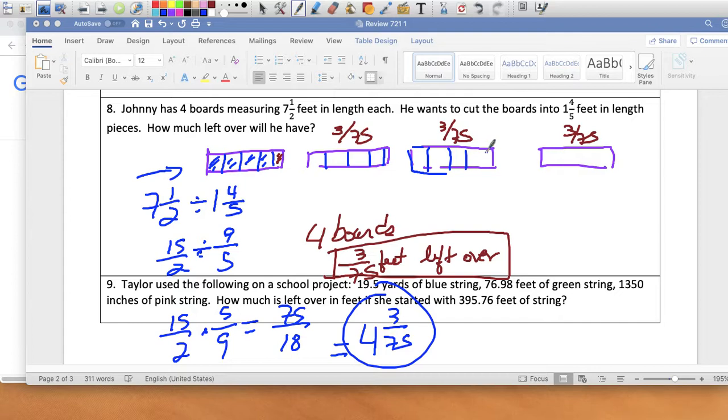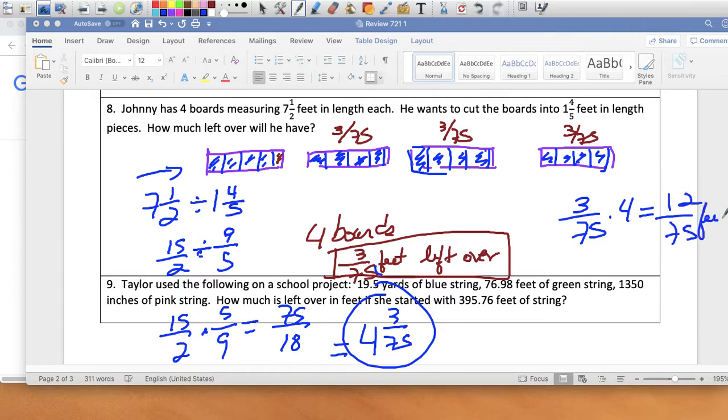1, 2, 3, 4 boards, and I'm trying to exaggerate. There's that little left over there. 1, 2, 3, 4, little left over. That little left over is 3 over 75 feet, right? So how much left over? Well, it's 3 over 75 in each of the big boards times 4. So it's 12 over 75 feet left over.